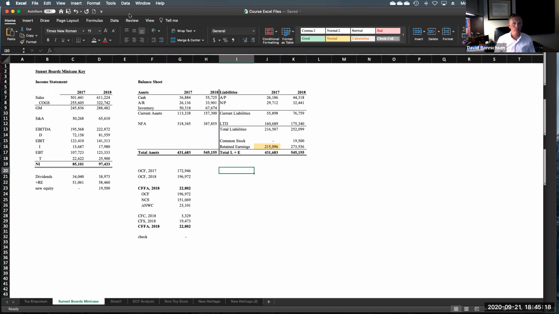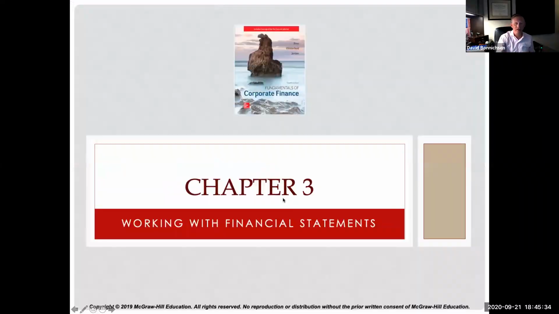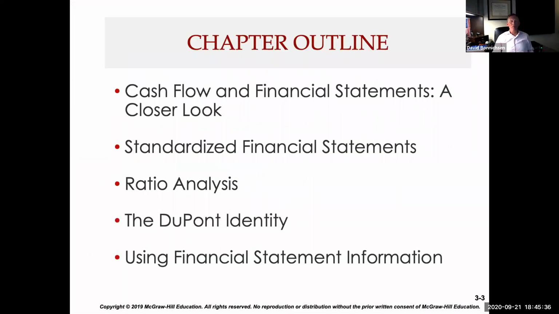Okay. So tonight we're going to get into how we go about working with these various financial statements. Okay. And in particular, we're going to start talking about ratio analysis. We're going to look at something called the DuPont identity. We're going to look at how we go about standardizing financial statements, which is a really, really important thing.